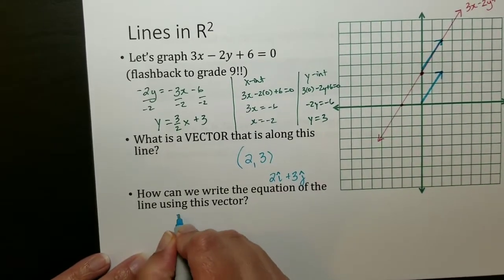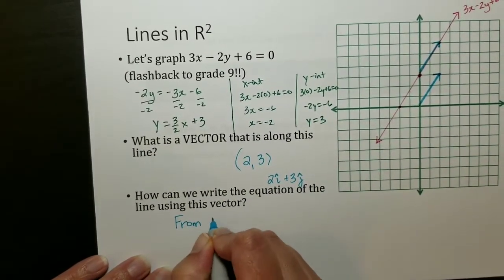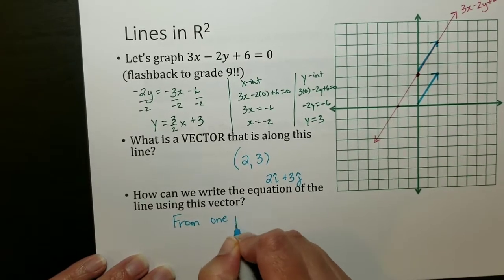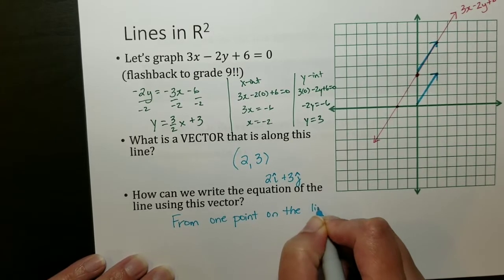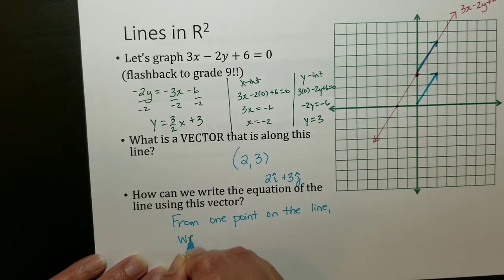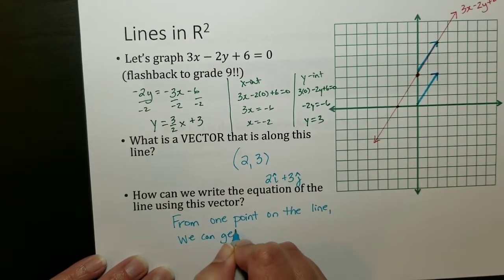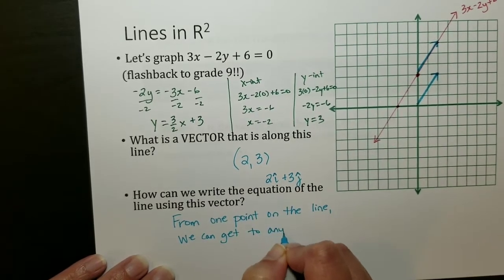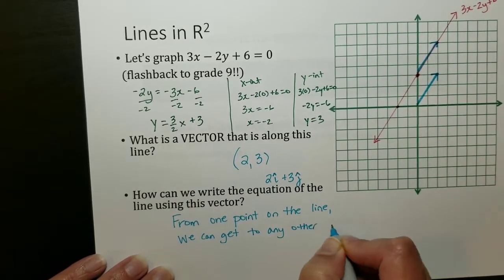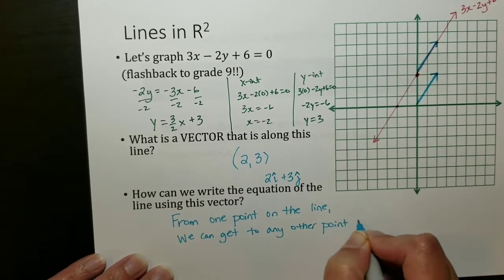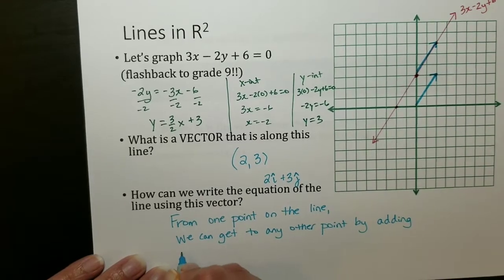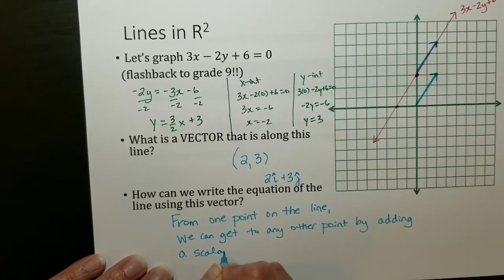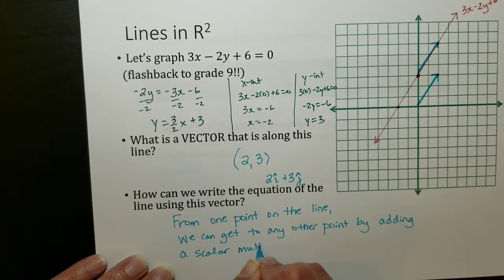So I'm just going to write that out. So from one point on the line, we can get to any other point by adding a scalar multiple of the direction vector.